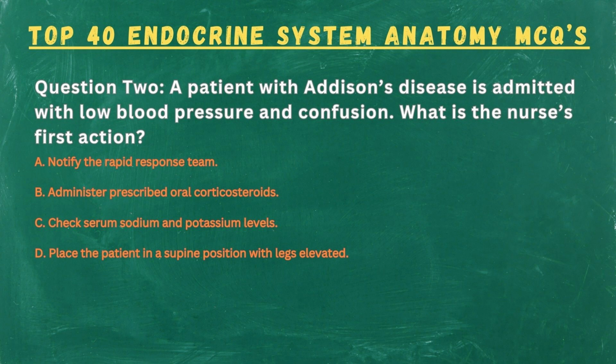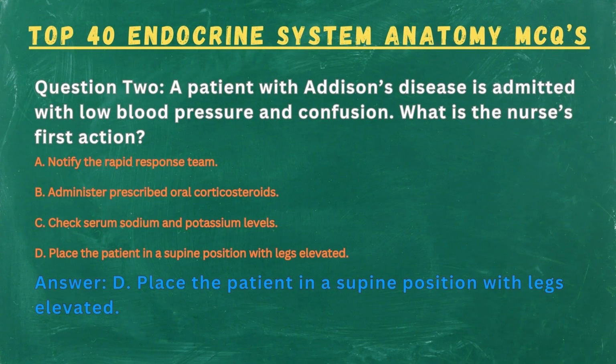Question 2. A patient with Addison's disease is admitted with low blood pressure and confusion. What is the nurse's first action? A. Notify the rapid response team. B. Administer prescribed oral corticosteroids. C. Check serum sodium and potassium levels. D. Place the patient in a supine position with legs elevated. Answer. D. Place the patient in a supine position with legs elevated.